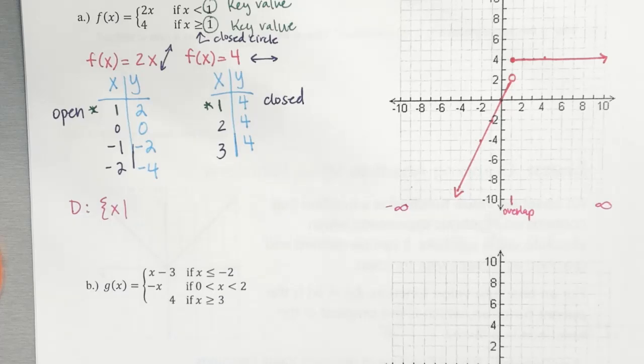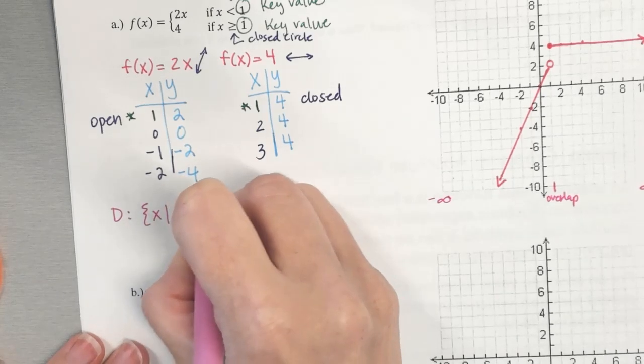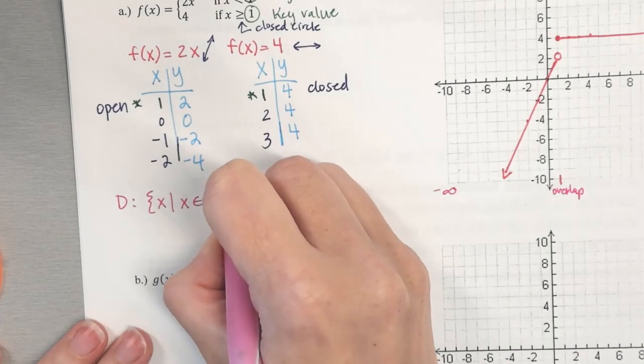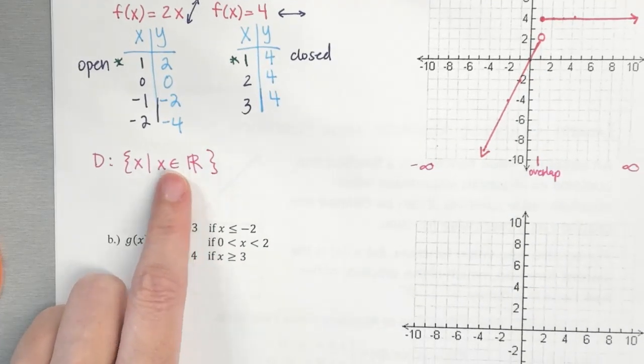So how do we say that in set builder notation? Negative infinity to infinity. Great. So x such that x is an element in the set of real numbers. So we have to make sure we know how to say that and how to use those symbols.